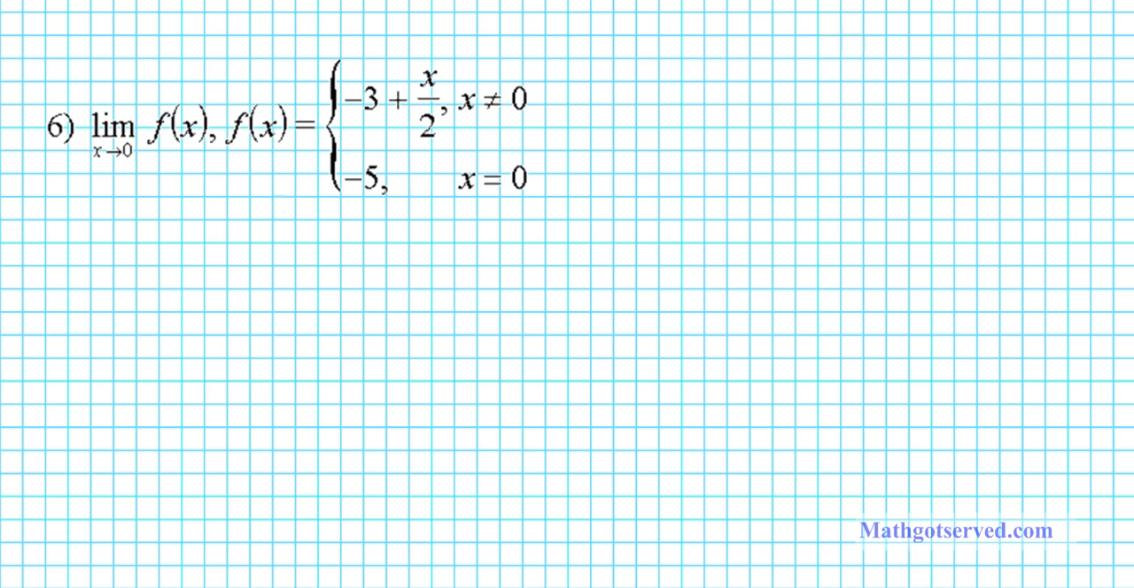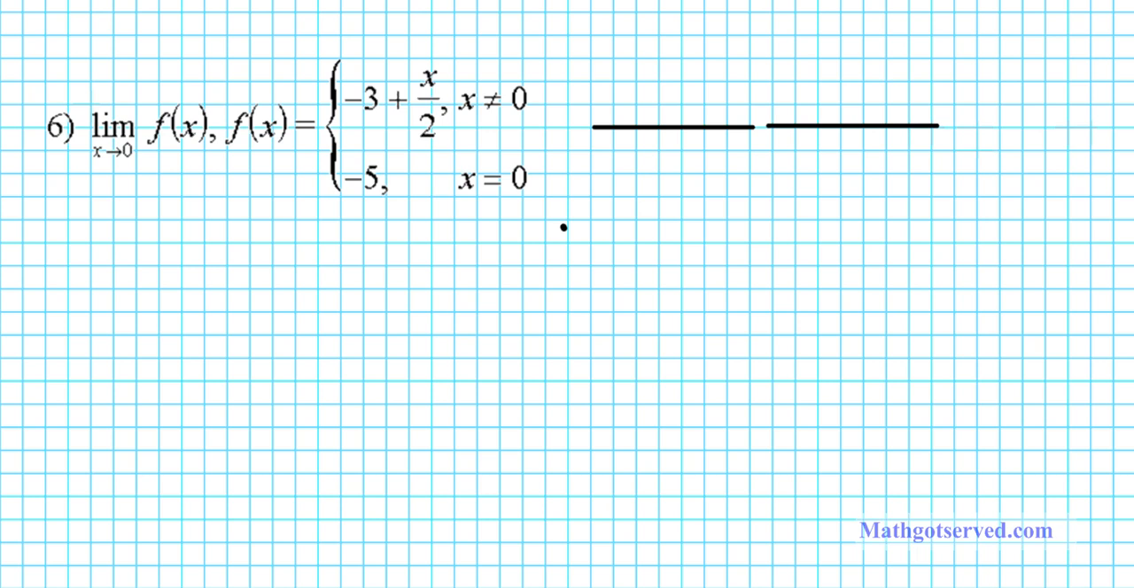Now let's take a look at question 6. This one is a function that is piecewise. We have a piecewise defined function in this situation. We are finding the limit as x approaches 0. So as x approaches 0, we know that we're never having x equals 0. We're simply approaching 0 from both sides. Okay, so let's illustrate with a number line approaching 0 from both sides.